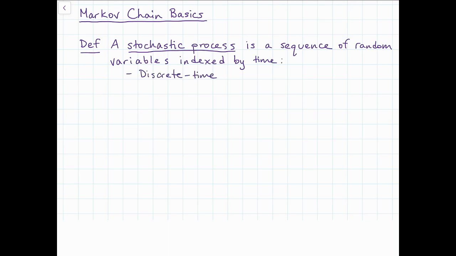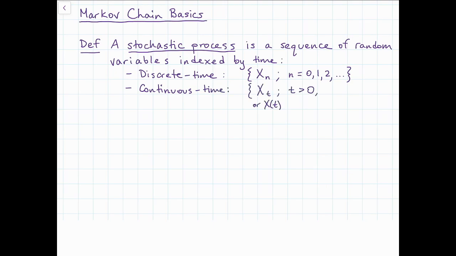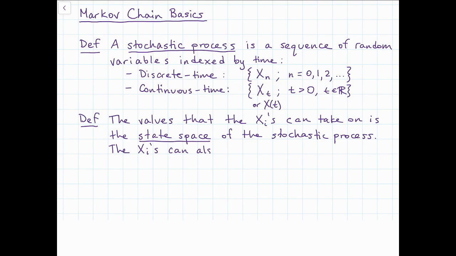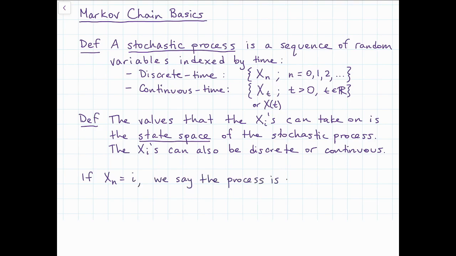We could have a discrete time stochastic process, where we have a sequence Xn, so X0, X1, X2, etc., or continuous time, where we have Xt, or sometimes X of t, where t is just a positive real number. And each of those Xn's or Xt's can take on various values. The values that those random variables can take on is known as the state space of that stochastic process. And again, there are two types. Those Xi's could be discrete random variables or continuous random variables. Notation-wise, if Xn equals i, we say that the process is in state i at time or step n.